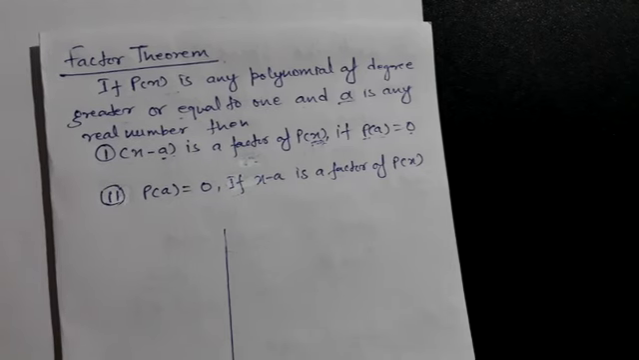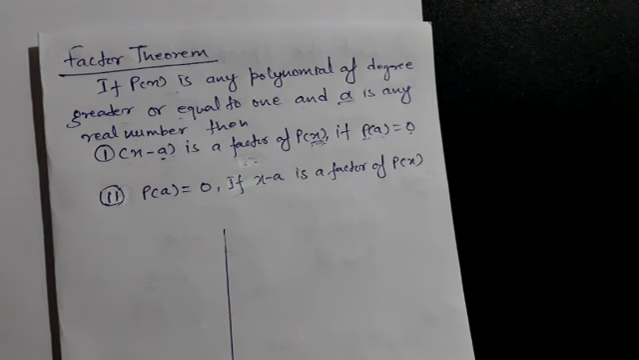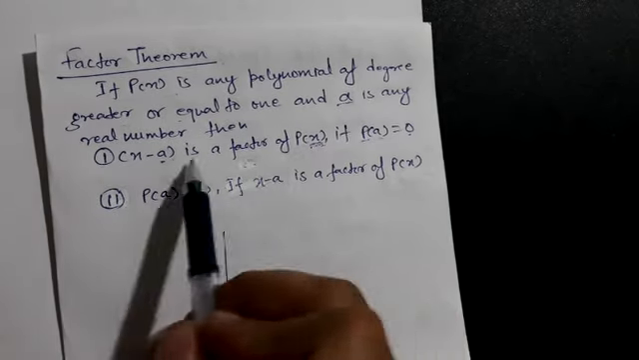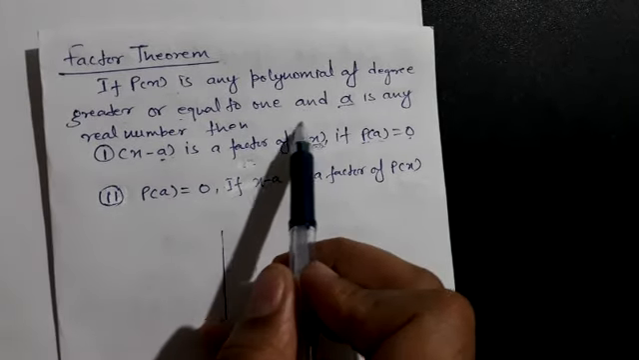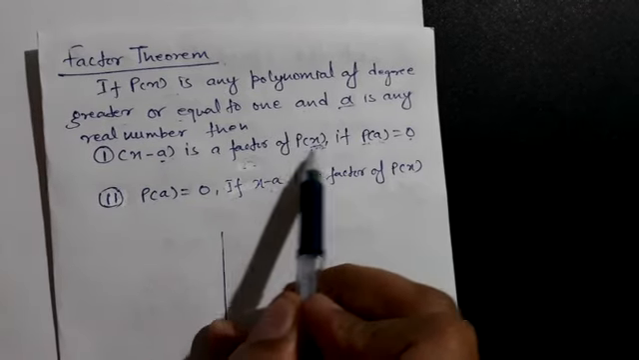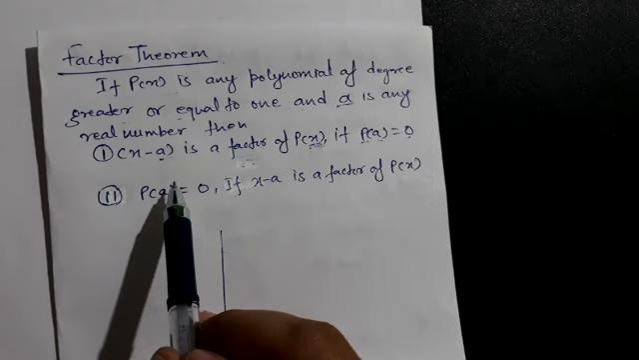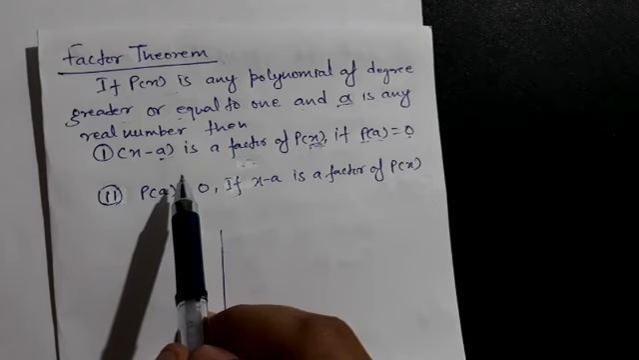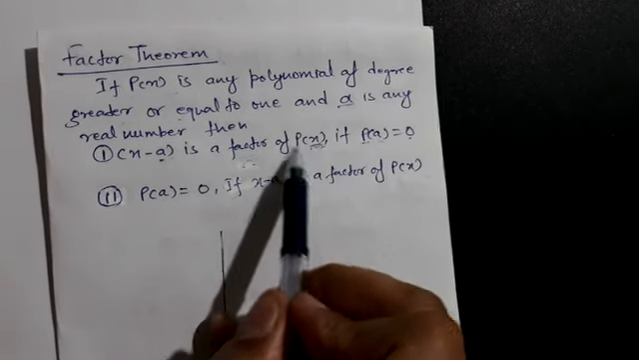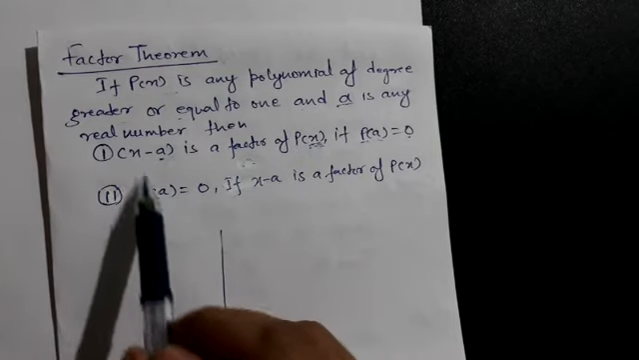Okay, children, may I ask you how this factor theorem is related to the remainder theorem? Children, you see here what we are doing. If we are dividing this polynomial p of x by another linear polynomial x minus a, and we have to find the remainder, what will we do? To find the remainder while dividing this polynomial by this polynomial, what will we do?